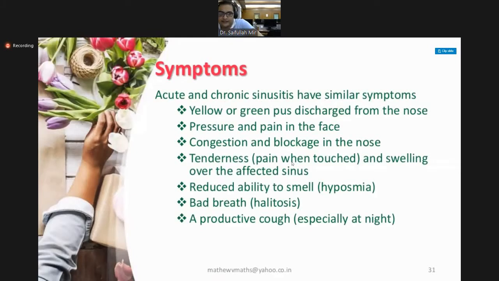Acute and chronic sinusitis have more or less the same symptoms. Just the duration has changed. Yellow or green pus from the nose, pressure and pain in the face, congestion and blockage in the nose, tenderness when touched, swelling over the affected sinus, reduced ability to smell, bad breath, and a productive cough, worse at night.